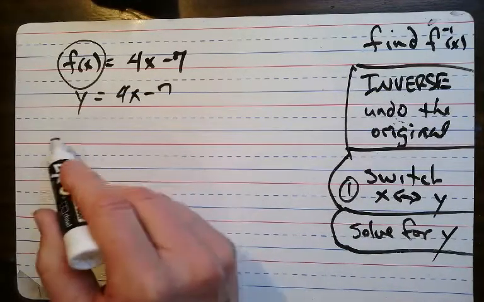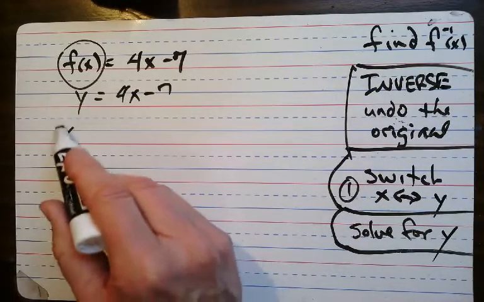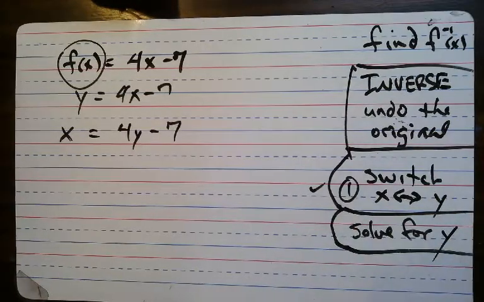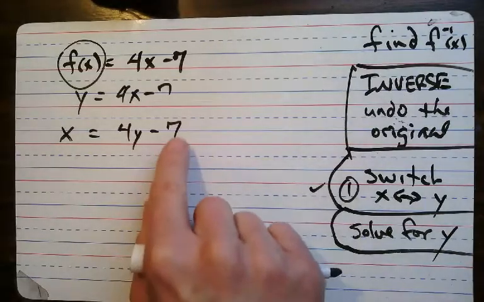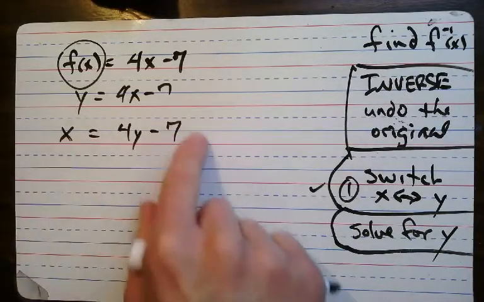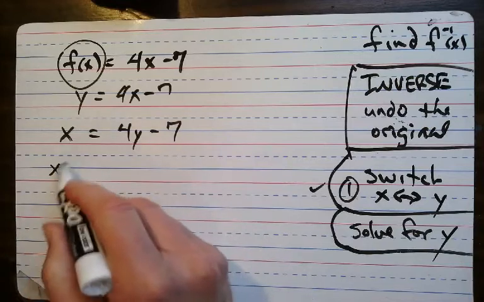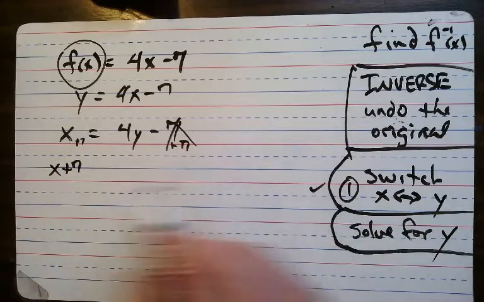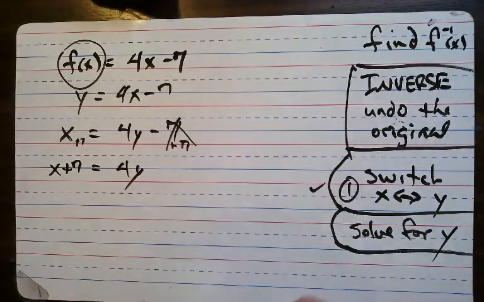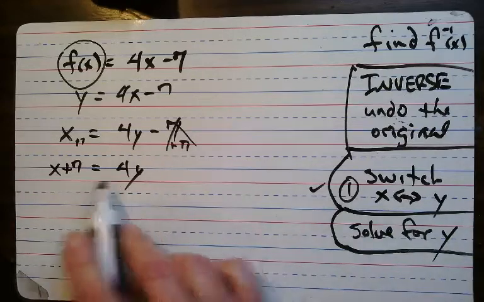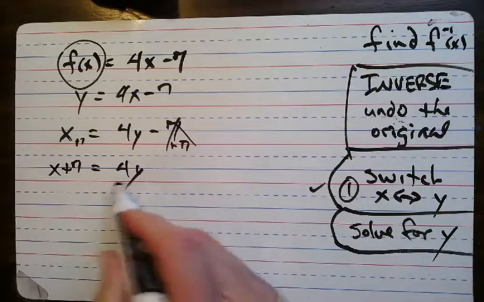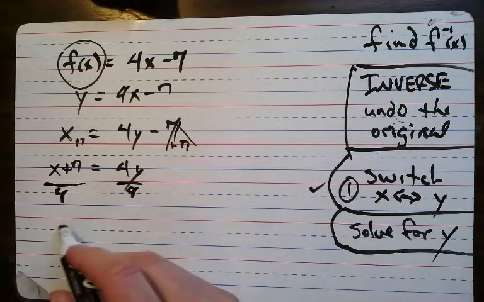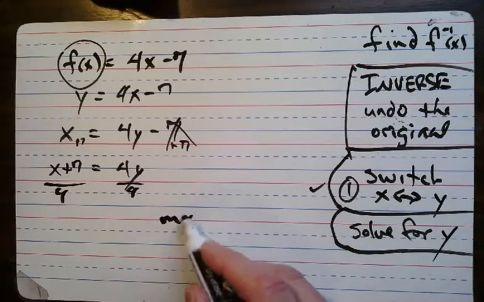So, switch the x and y. x equals 4y minus 7. That's step 1. Switch the x and y. Now solve for y. What does that mean? I have to move the 7. So I have x plus 7, because if I add 7 over here, I have to add 7 to this side. And then that equals 4y. And then I need to solve for y, so I divide by 4. Now then, we always want it in mx plus b form. So we want it to say something like this, mx plus b.